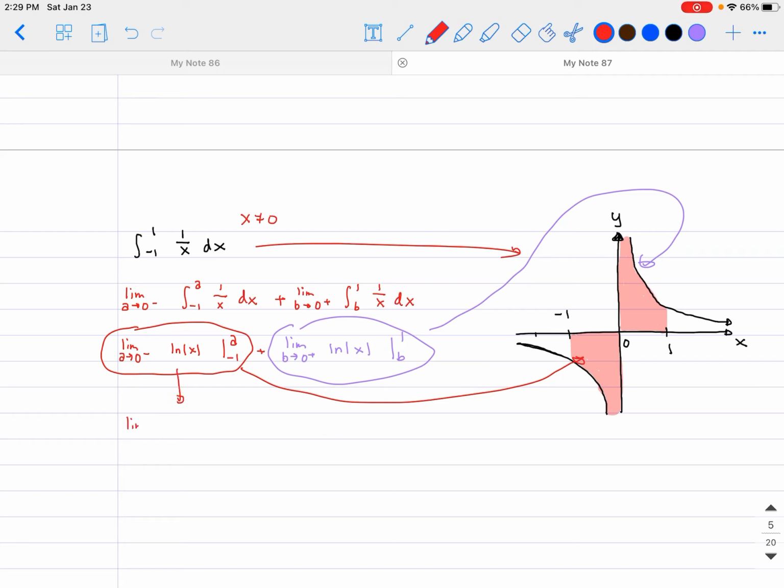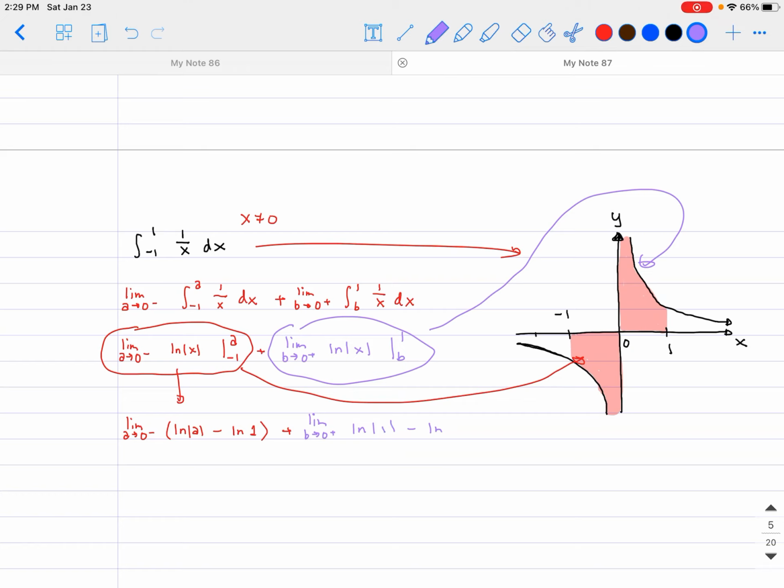For this one, that is going to say limit as a approaches 0 from the left. That is going to be ln of absolute value of a, and then we have minus ln of 1 in this case because it's the absolute value of negative 1. So that's the first piece. And then we have plus, for the other guy, limit as b approaches 0 from the right. And then this is going to say ln of absolute value of b. And then we have minus ln of, sorry, the upper bound is actually 1. So this is going to be ln of 1 right here.